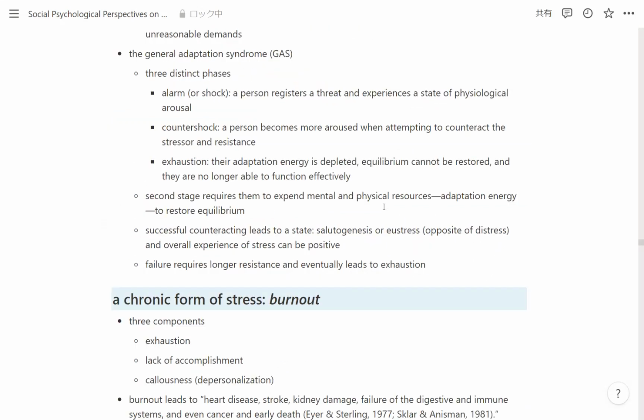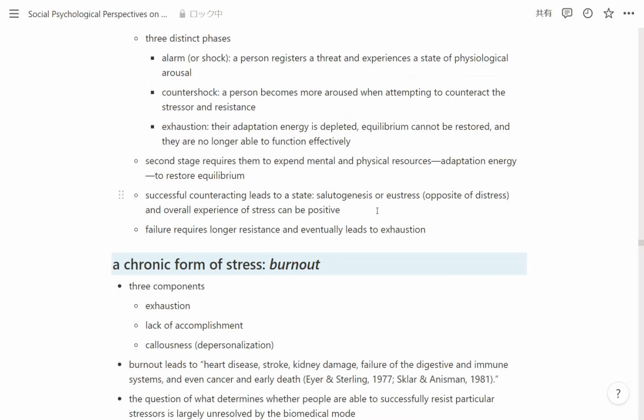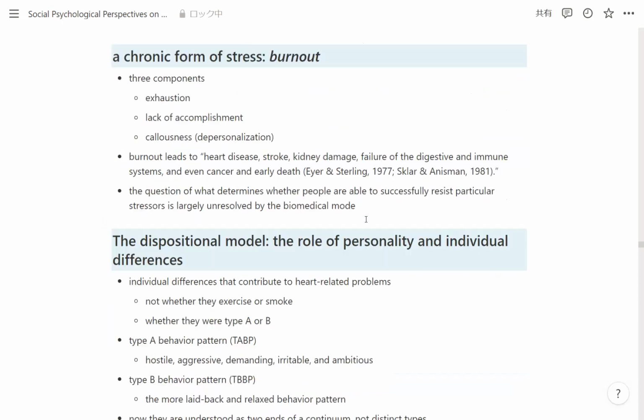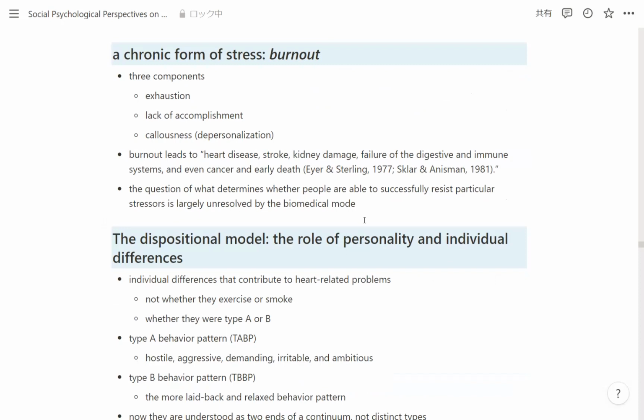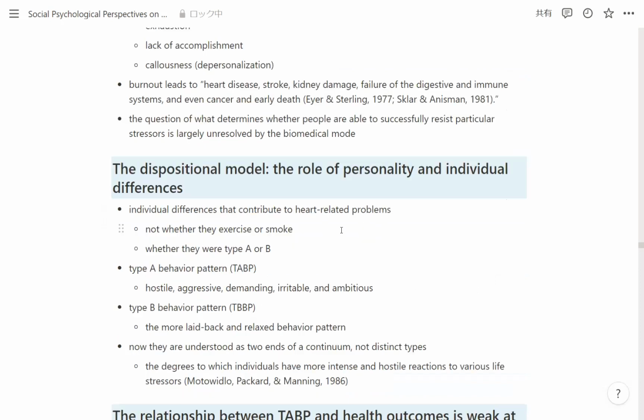Well, this biomedical model explains how people may respond to stressors, but it doesn't explain why some people perceive the stress as a threat while others perceive the same stressors as a challenge. And so we turn to the dispositional model, and this model argues that there are different types of people. So basically, people have different personalities, and what kind of personalities they have is related to how they may experience stresses.